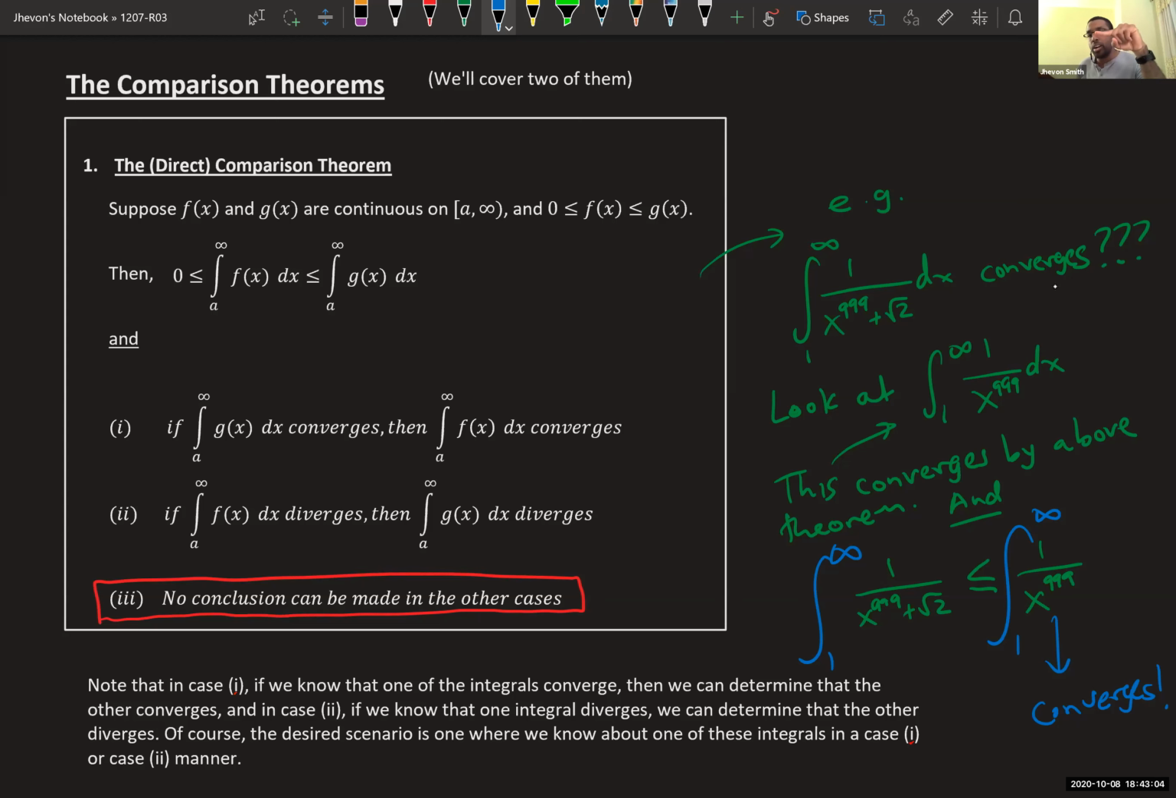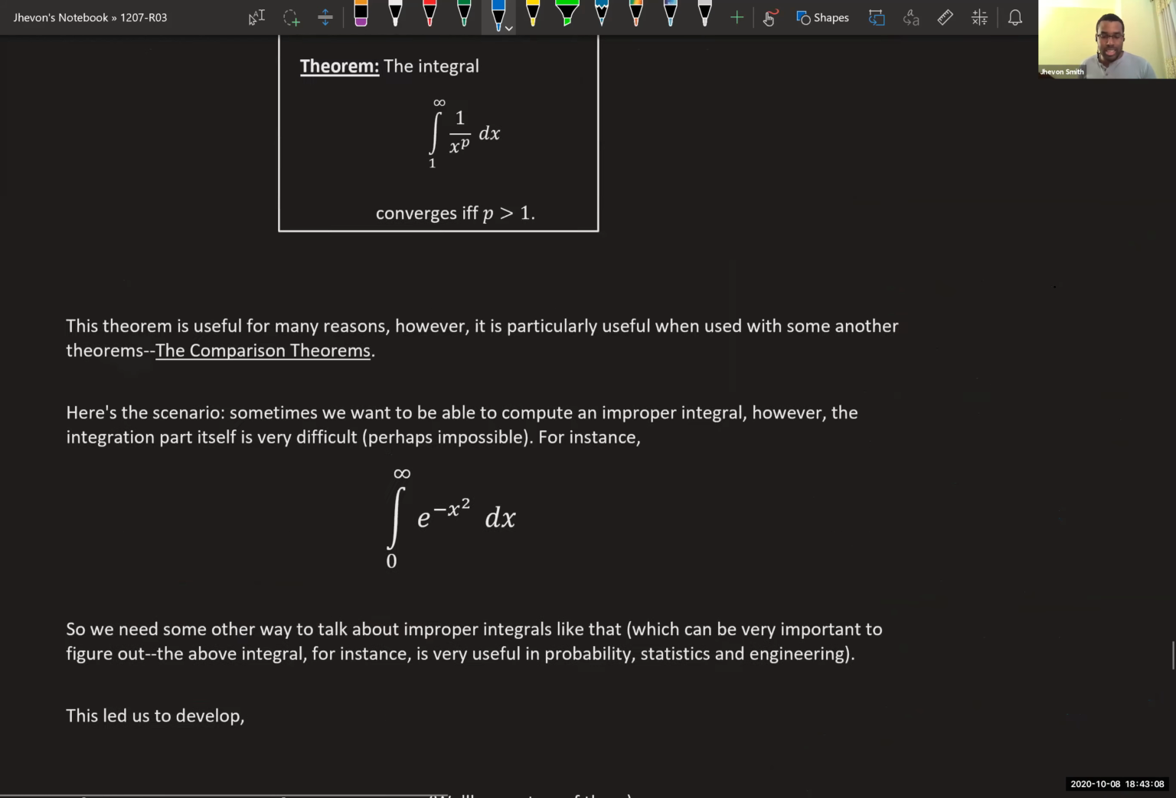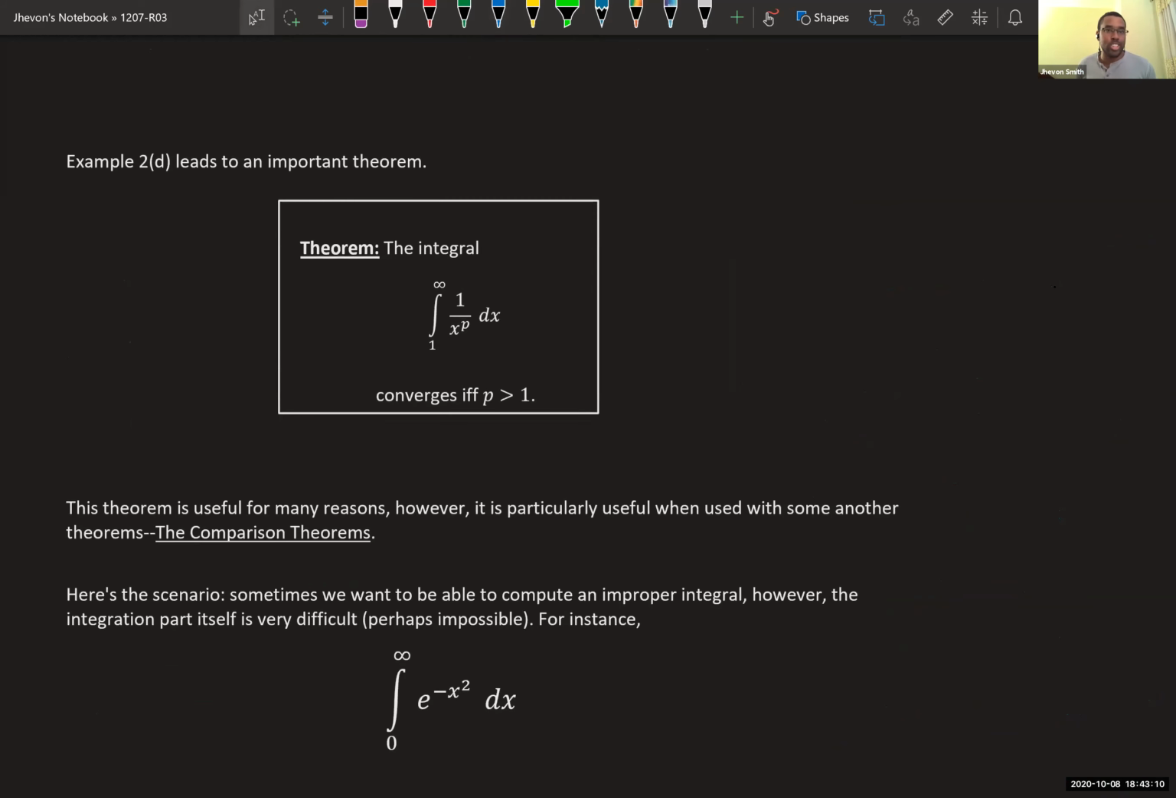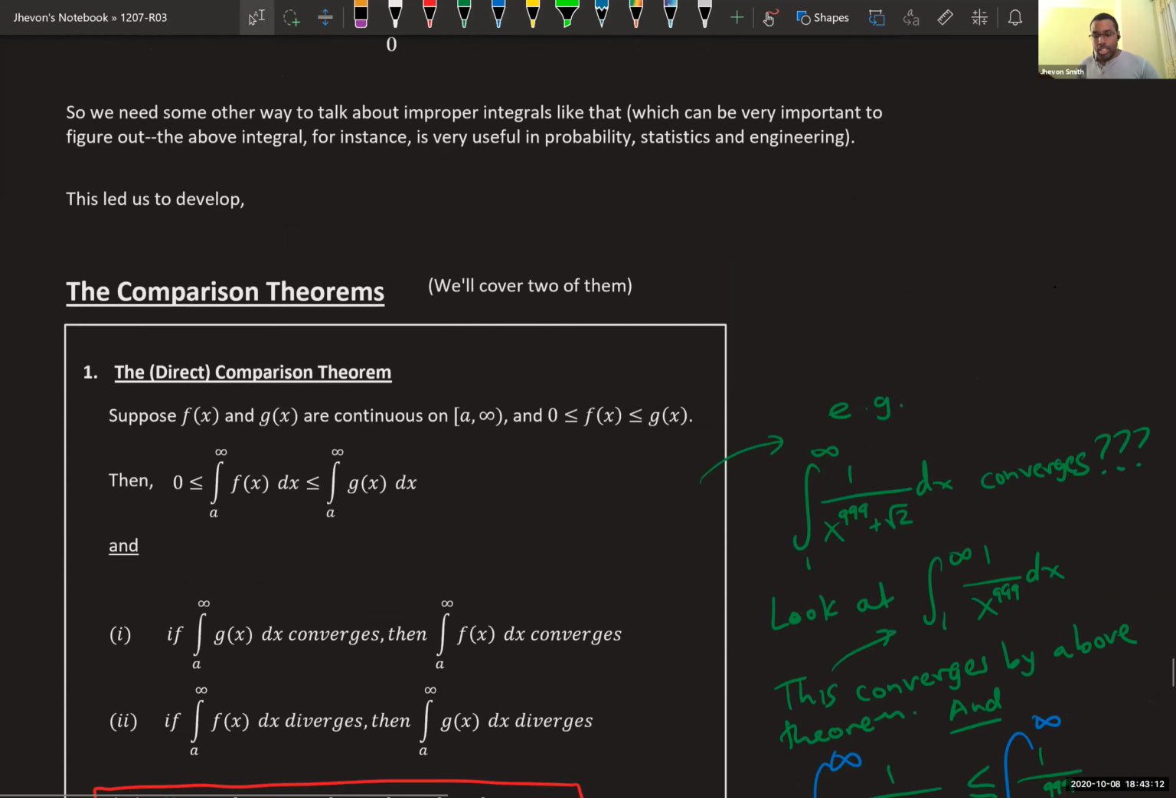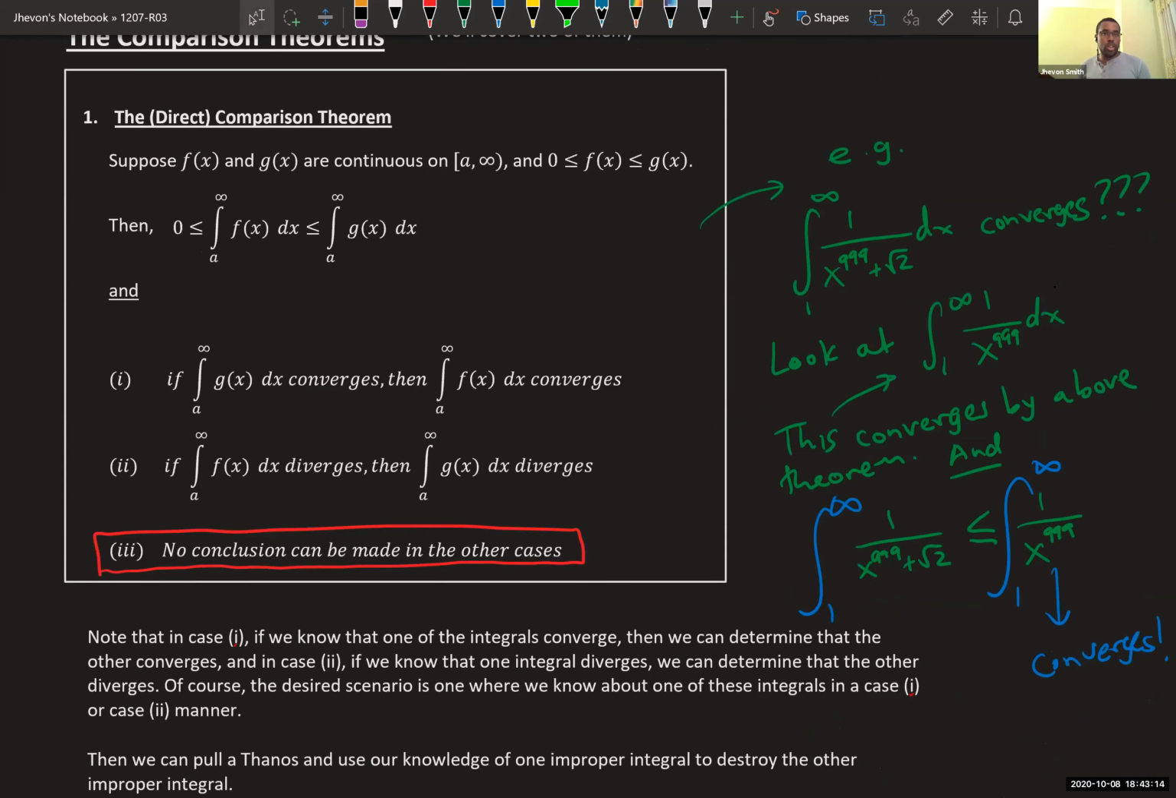Notice that I get a bigger integral that I know converges. How do I know it converges? Because it's this theorem with p equals 999. So I can know that the upper integral converges, which tells me that the lower integral, call this I, converges. And notice that I can know it converges without actually doing the integral.